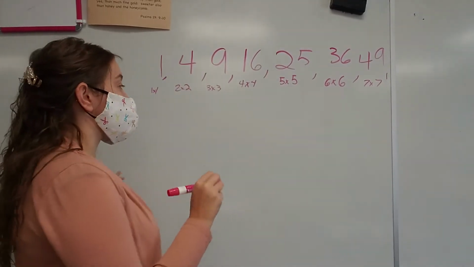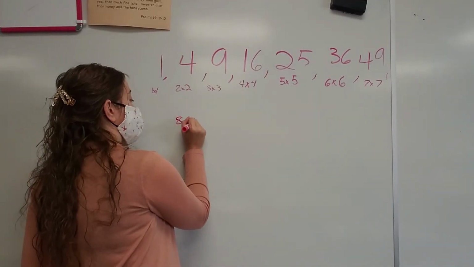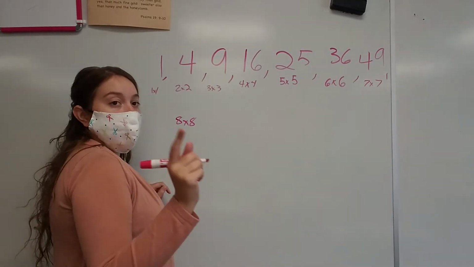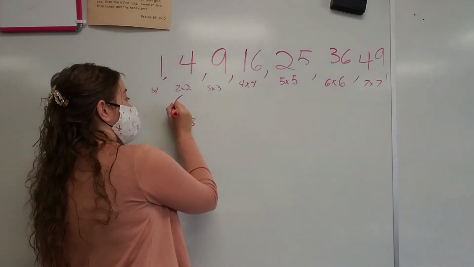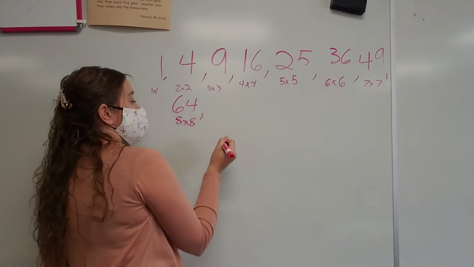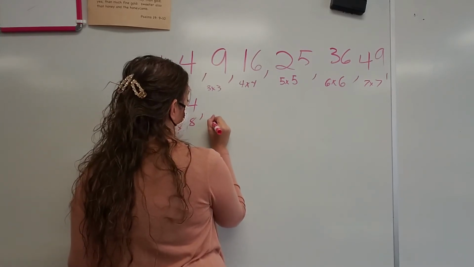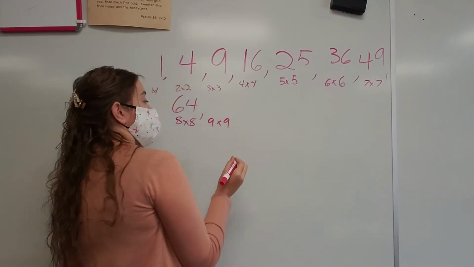We did 7 times 7, so now we're doing 8 times 8. What is that? Grace? 64. That's our 8th one. Now, Lillian, what's 9 times 9?